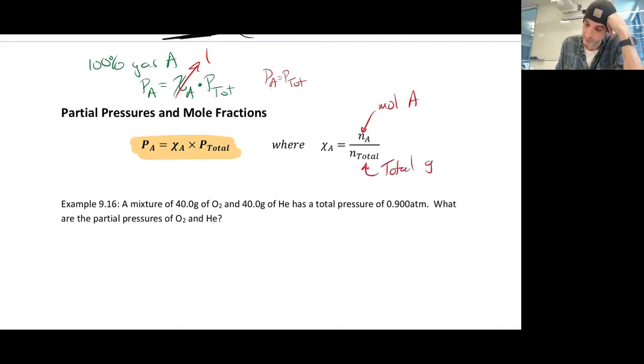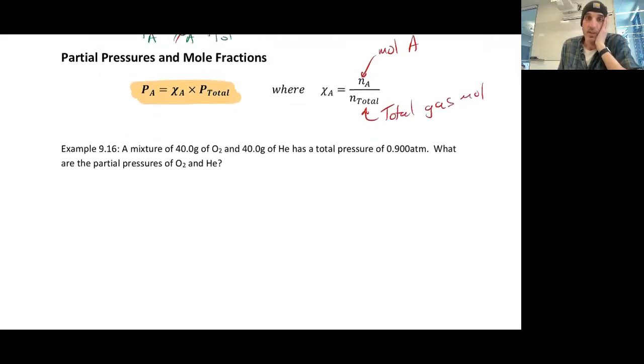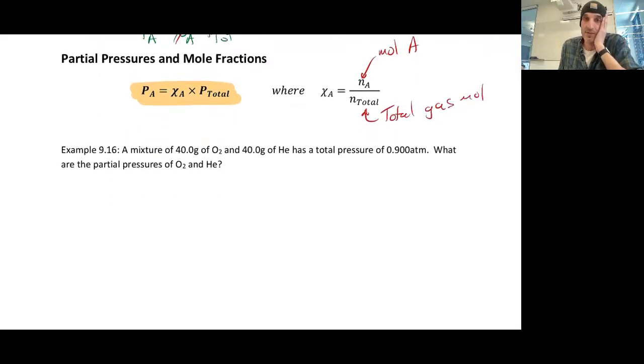Okay, good. A mixture of 40 grams of oxygen and 40 grams of helium has a total pressure. So in this case, I've got a total pressure of 0.9 atmospheres. What is the partial pressure of O2 and helium? I can't use the same thing that I just did because I'm not given a pressure, I'm not given a volume, I'm not given temperature, I'm not given any of that. But we can use this idea of partial pressures or mole fraction.